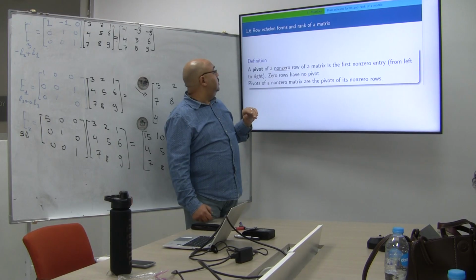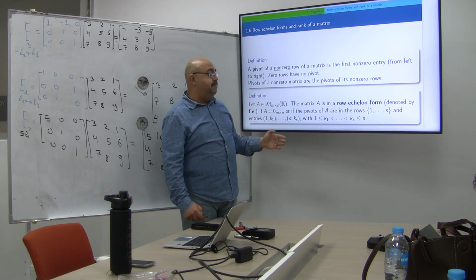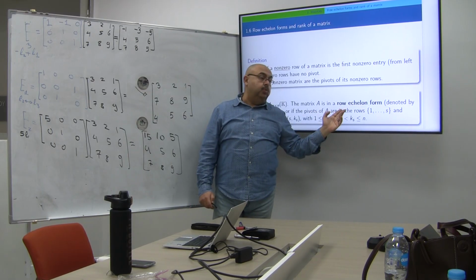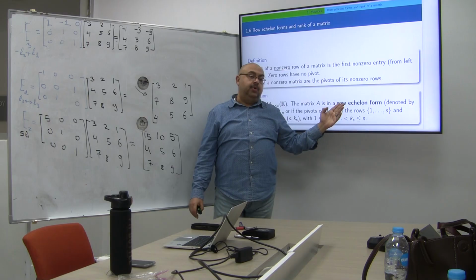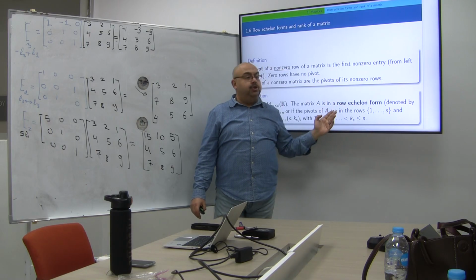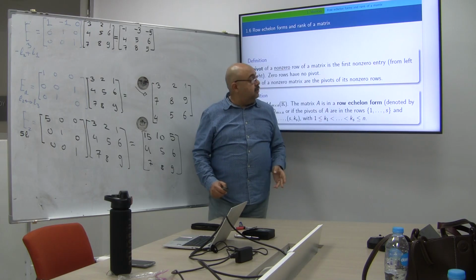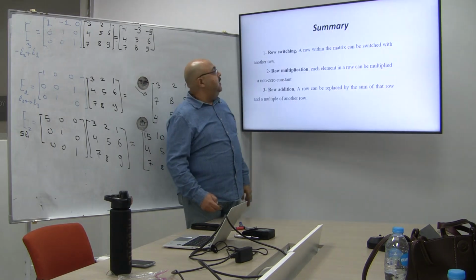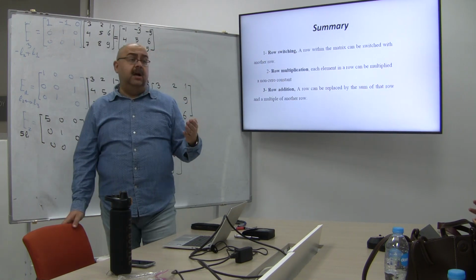Next time, inshallah, we will focus more on the pivots and how to get a pivot. We will start to see how to use these row operations in order to get the row echelon form or the reduced echelon form, which is really very important. We will see it down the road. I will stop here. And before you go, do you have any questions?